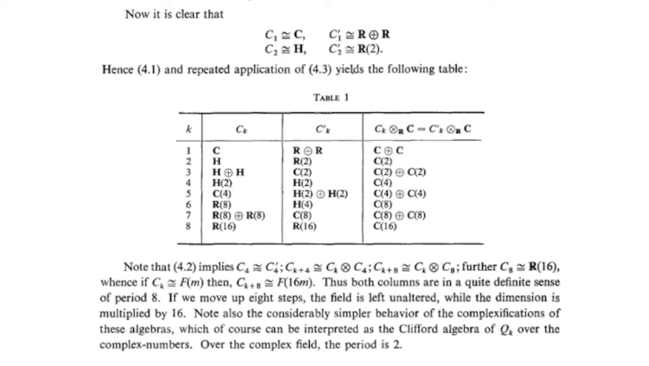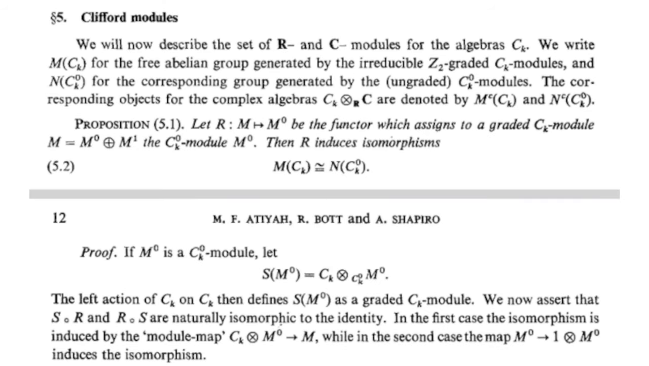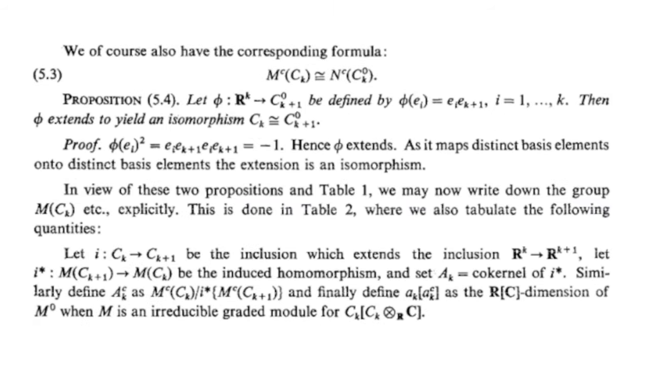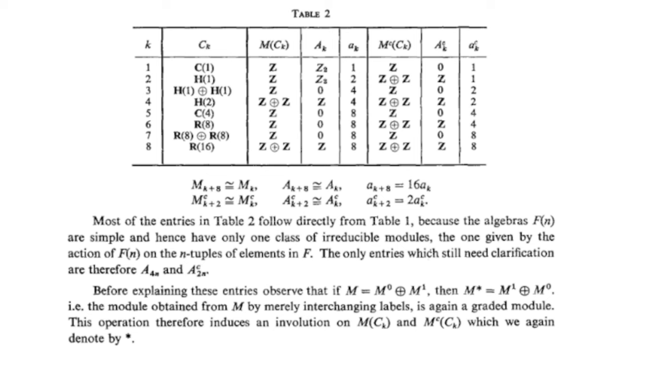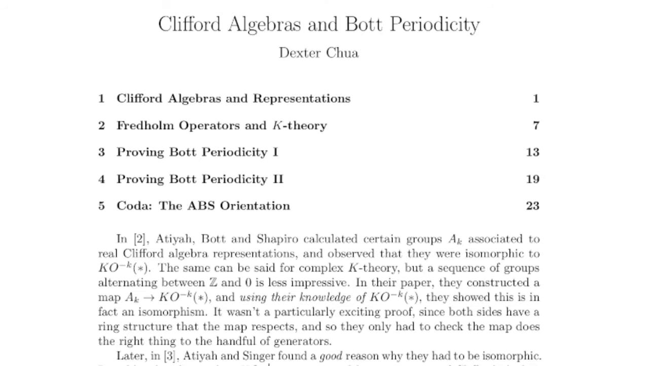So the first paper just showed that it is the same periodicity, but didn't really explain why. And so in subsequent papers, they found a deeper reason why these patterns match up. Dexter Chu was a Harvard grad student. He wrote up this thing.